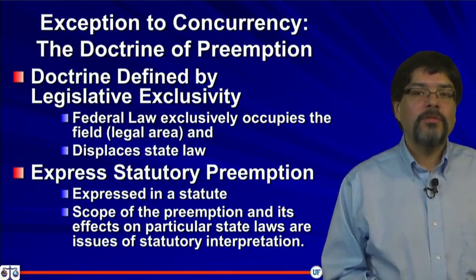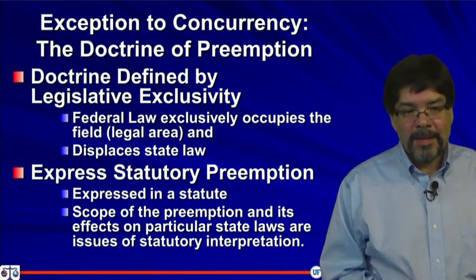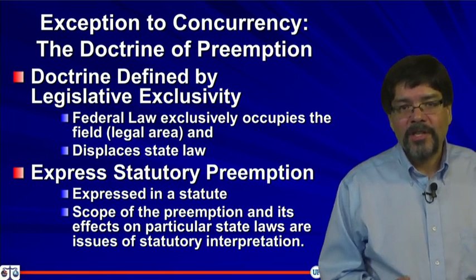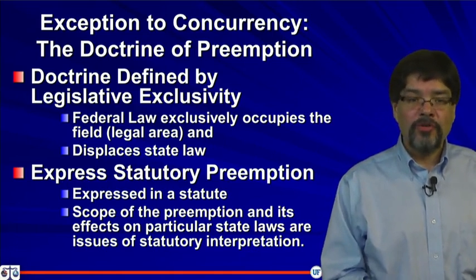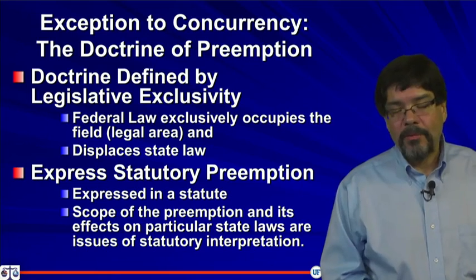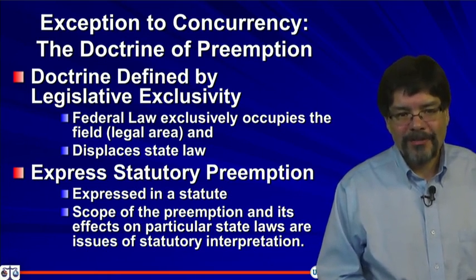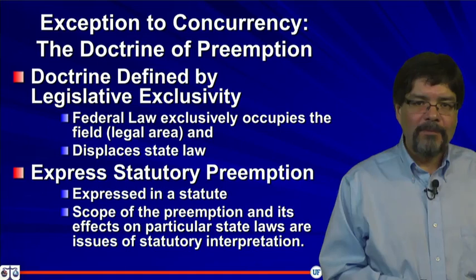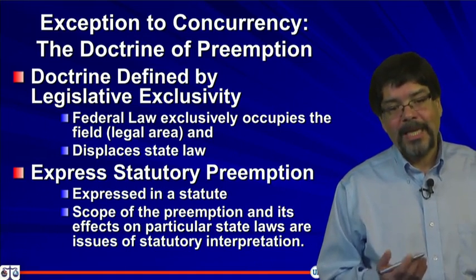There are some exceptions to this concurrency rule, and it is preemption. It means that there's legislative exclusivity, that only one lawmaking power can exist in certain areas. Typically, we refer to this as the federal government occupies this field and must displace state law. The authority can be express or implied.